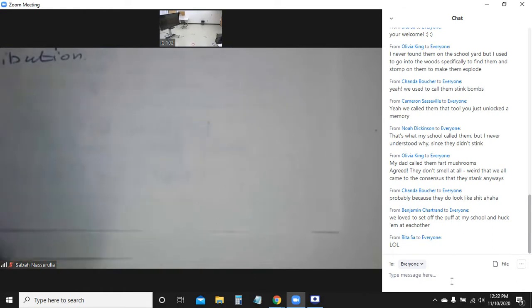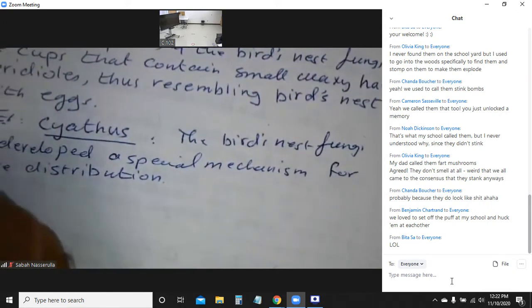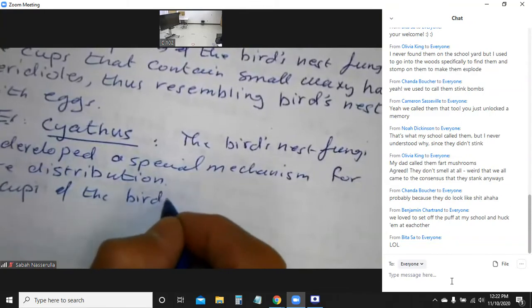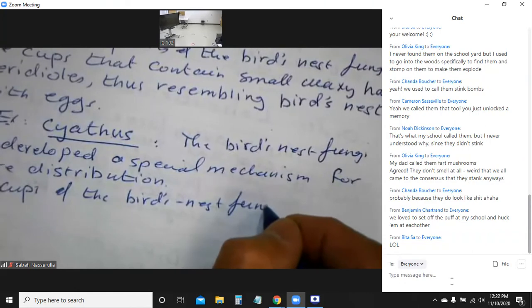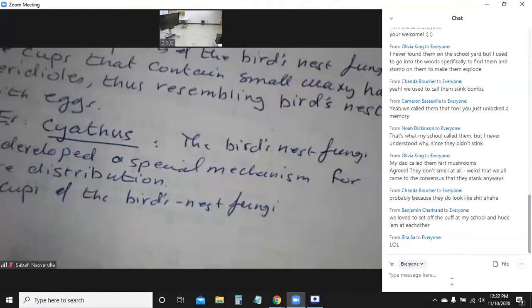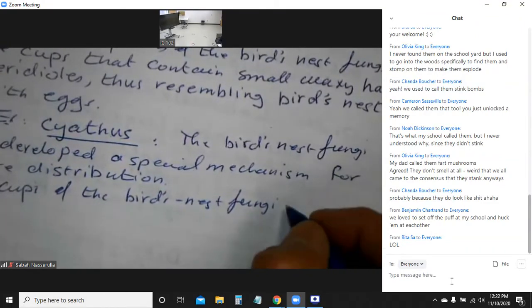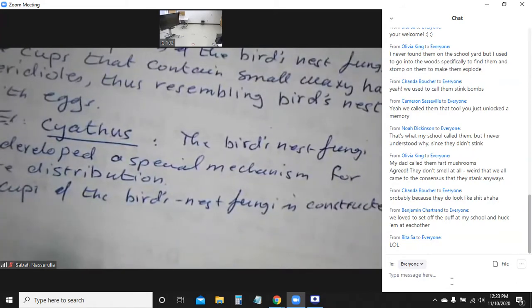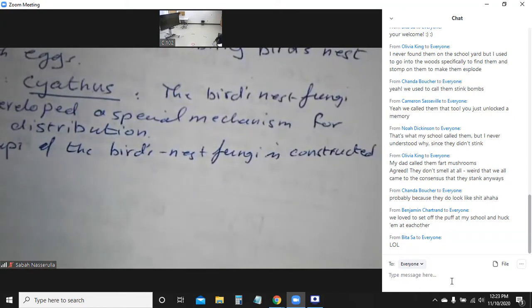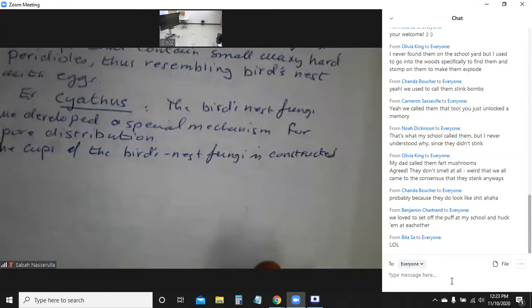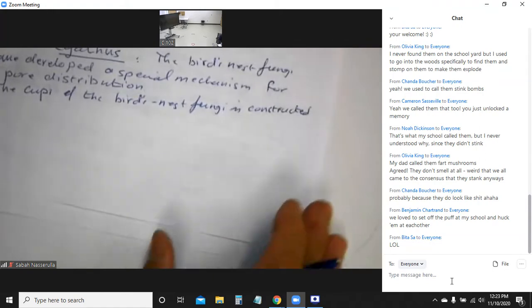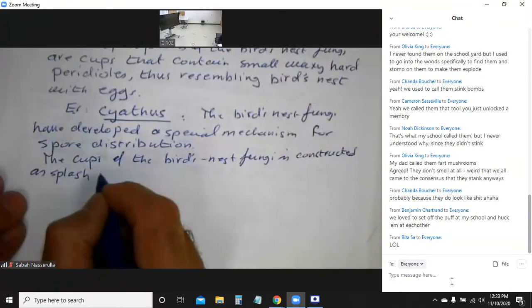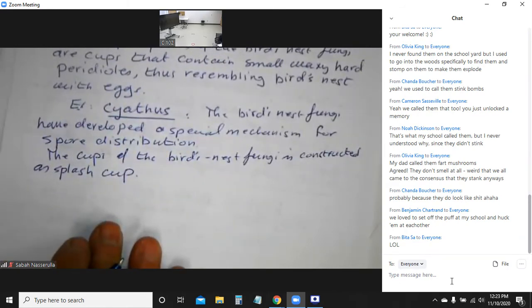As I mentioned to you, basically the cups of the bird's nest fungi are constructed as a splash cup. Can you read this well now? Splash cup.